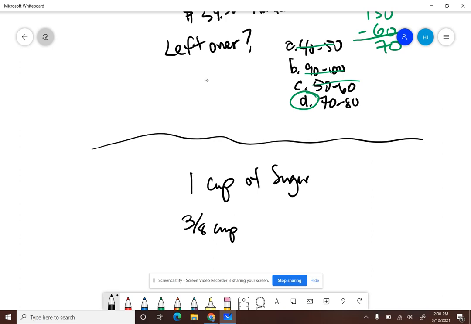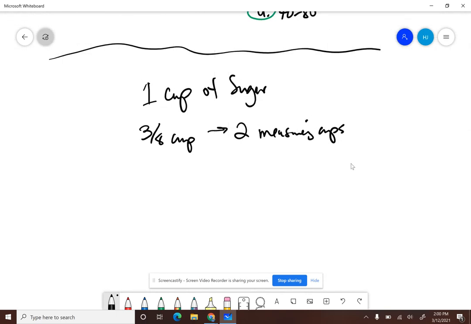She only has a 3/8 cup measuring cup, but she knows she needs 1 cup of sugar. So she goes ahead and puts 2 of these in. So 2 measuring cups. So the question is, has she put in enough? And if not, how much more does she need to put in? Okay. So again, let's just think about this logically.